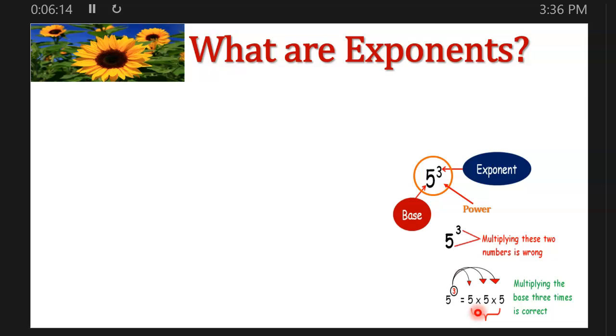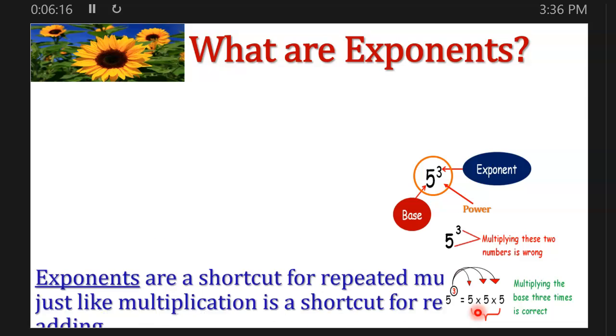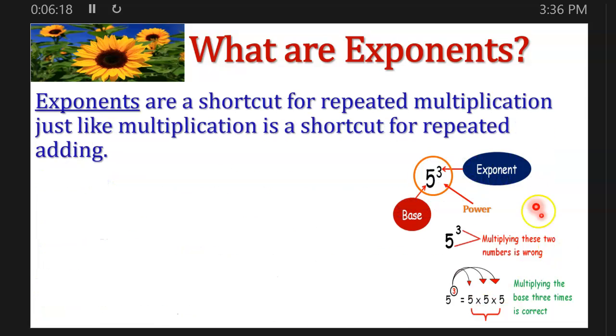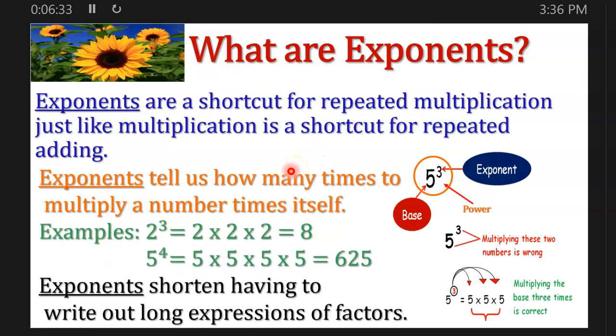Okay, so let's briefly talk about what exponents are. We mentioned this earlier in the vocabulary, but it's good to review. Exponents are a shortcut for repeated multiplication. Just like multiplication is kind of a shortcut for repeated adding, an exponent tells us how many times to multiply a number times itself.